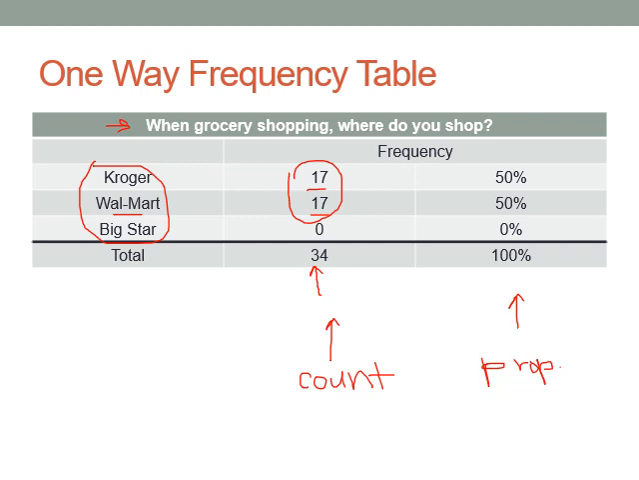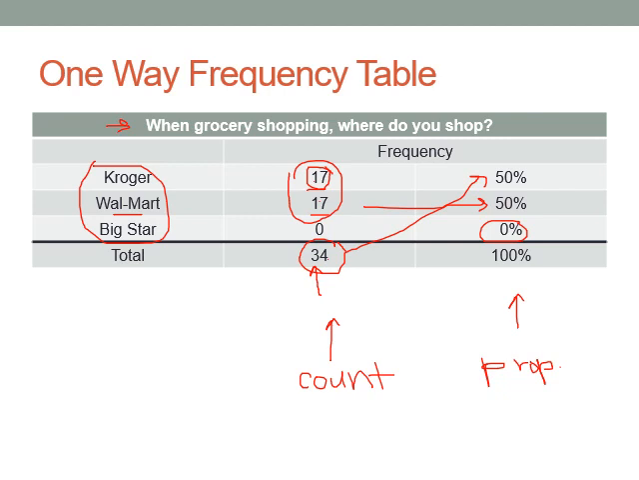All right, so 50% is 17 divided by the total sample size. 17 out of 34 respondents said Kroger, so that's 50%. 17 out of 34 respondents said Walmart, so that's 50%. And no one answered Larson's Big Star as their most frequent place to grocery shop, and so that had 0%. All right, so very simple.